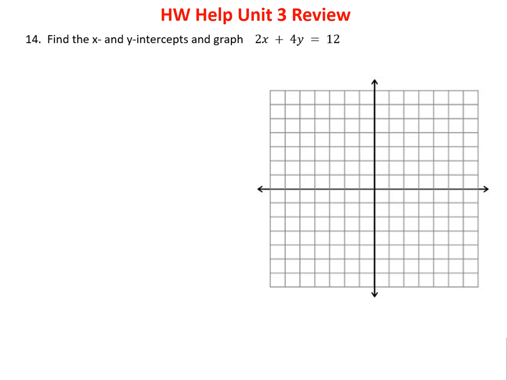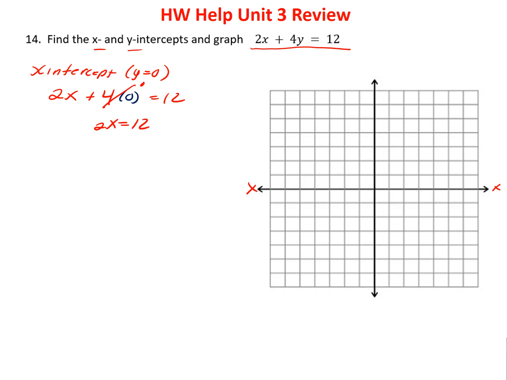Problem 14 gives us this equation and asks us to find the x and y intercepts and then use them to graph it. So let's start with the x-intercept. Remember, the x-intercept, where does it cross the x-axis here? All along the x-axis here, what's true is that y equals 0. So I simply have to plug in y equals 0 into my equation. So I have 2x plus 4 times 0 equals 12. Well, that's 0, so I end up with 2x equals 12, or undo the multiply by 2, and I see that x equals 6, or the point 6, 0.